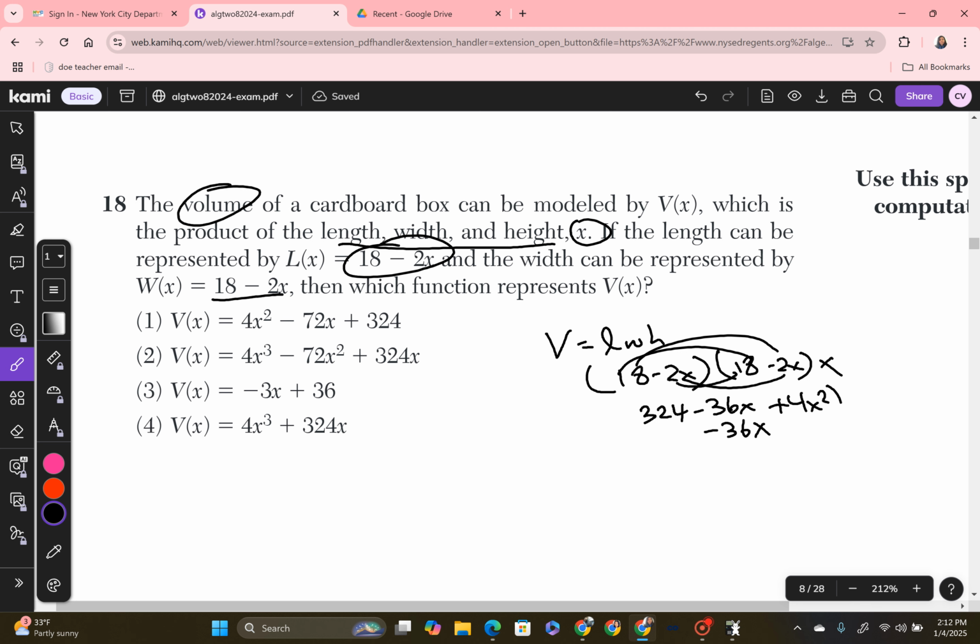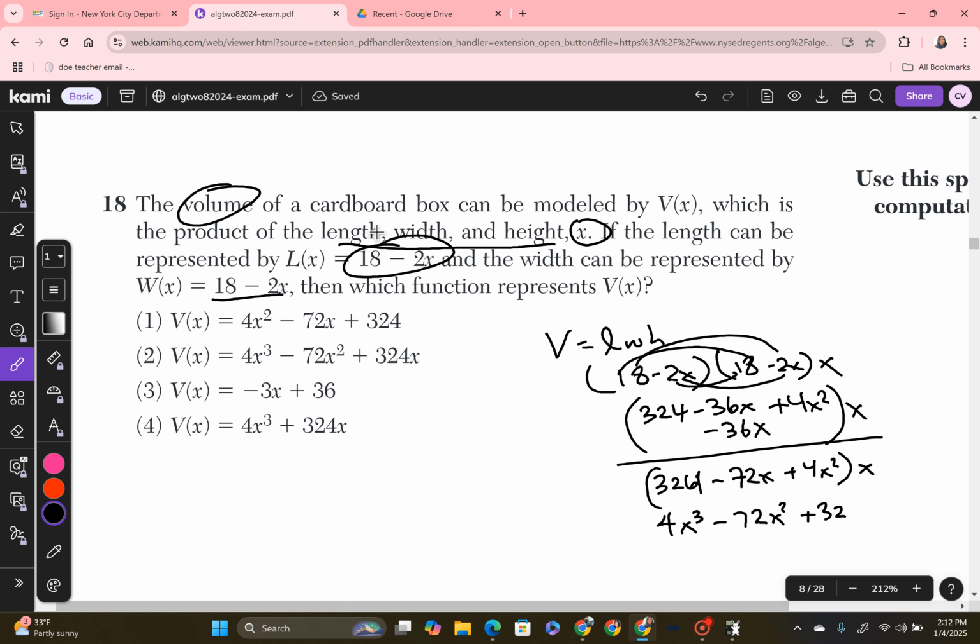And this whole thing gets multiplied by x. Don't forget that. So this becomes 324 minus 72x plus 4x squared. And this whole thing gets multiplied by x. So I'm going to rewrite it in the order that we have. 4x to the third minus 72x squared plus 324x. And that is answer choice 2.